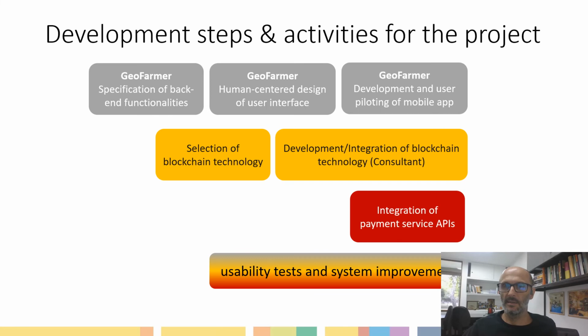In parallel, we will start this year by doing a selection of what is the best blockchain technology that will help us and serve our purposes that we have for monitoring. And then in the second step, we will do the development and integration of blockchain technology into the GeoFarmer app environment. And we will integrate the different payment systems and use their APIs to make a payment possible within this newly developed app. And in parallel, we will start from the first year doing usability tests and system improvements throughout the full duration of the project.